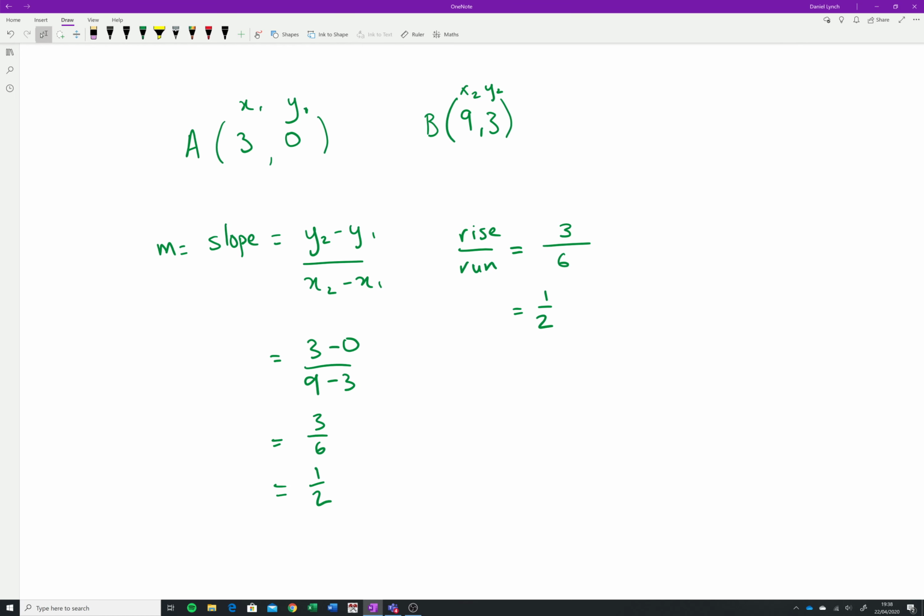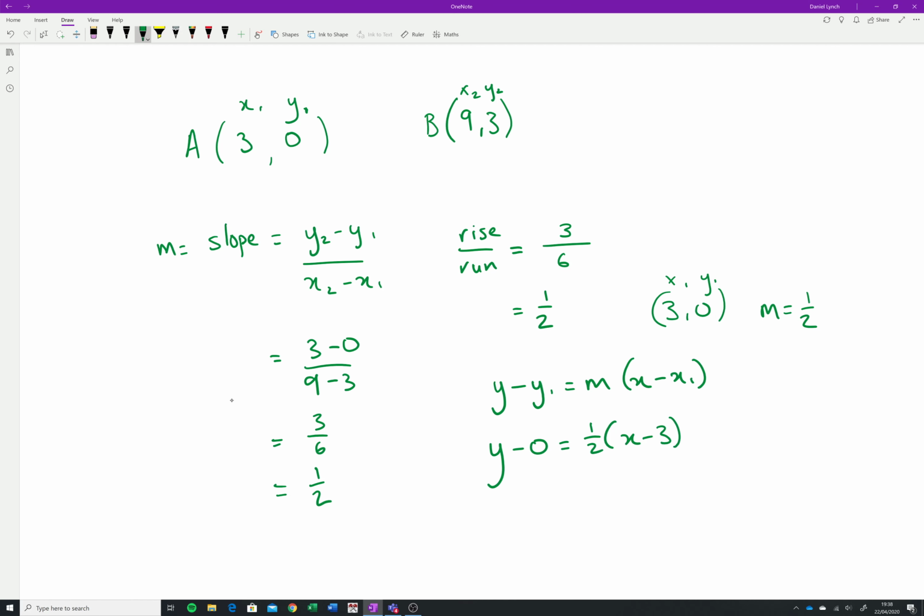What are we going to do? We're now going to use the formula. This is all in the tables book. y minus y1 equals m times x minus x1. And you can use any point which is on the line. We'll use 3, 0 because it's a nice number to deal with. We're dealing with a 0 in there, which is handy. And we know that the slope is a half. So we get y minus 0 is equal to m, which is a half, times x minus 3.